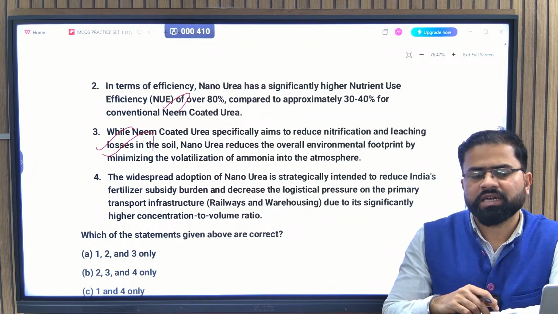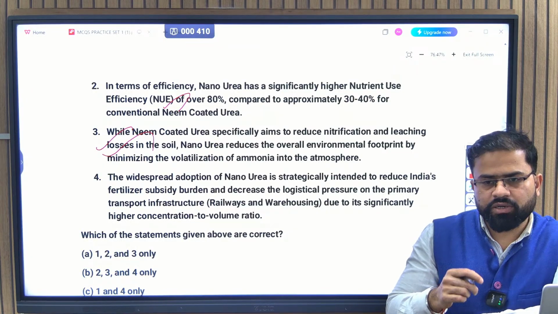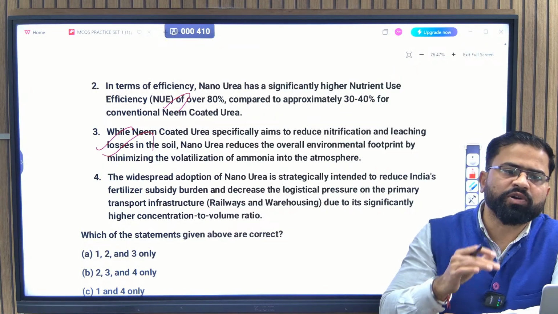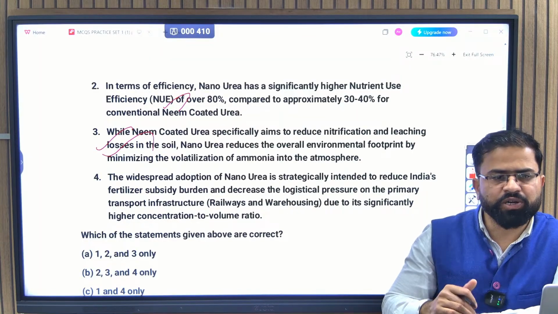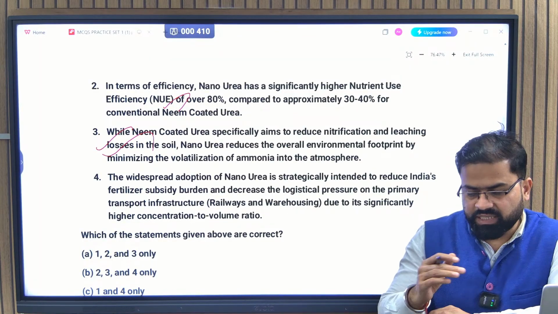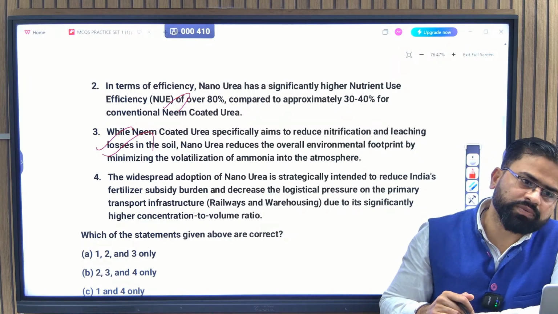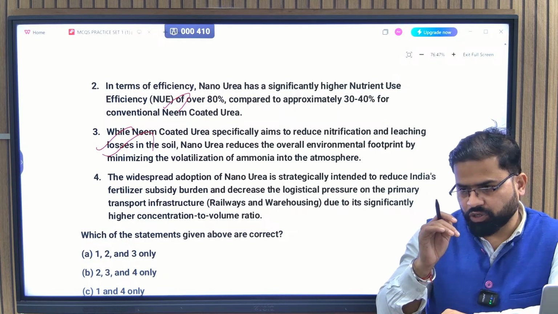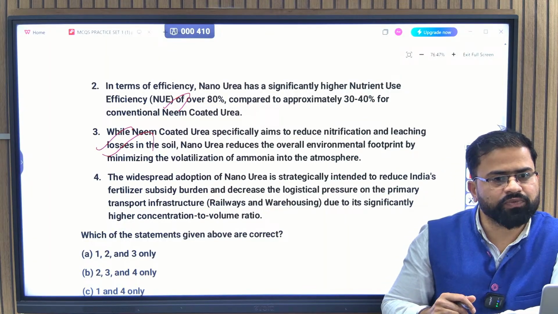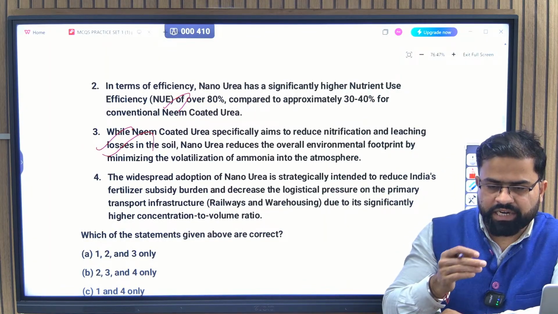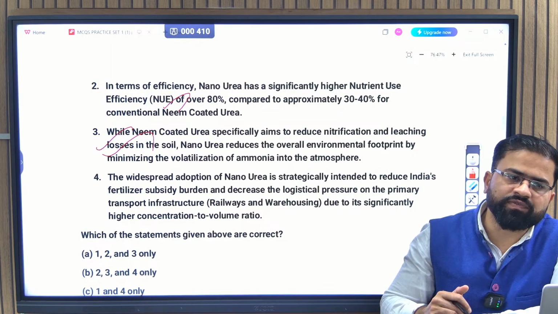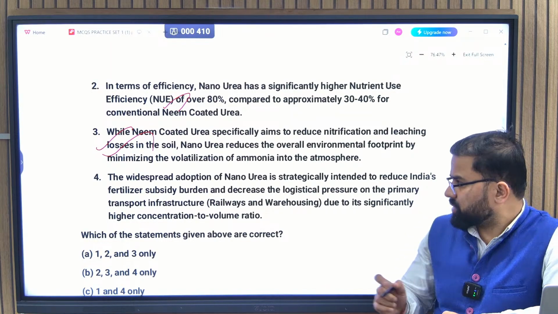But you can see that when you talk about neem coated urea, it slows the rate of dissolution so that only a minimum amount of ammonia is released, and that minimum amount of ammonia gets converted into ammonium and finally into nitrite and nitrate. But this is not applicable in the case of nanoliquid urea, because the stomata absorb this nanoliquid urea, and after that it automatically gets converted into ammonium ion, and finally into ammonia gas, and quickly it gets converted into ammonium ion. Okay, so this is also true.